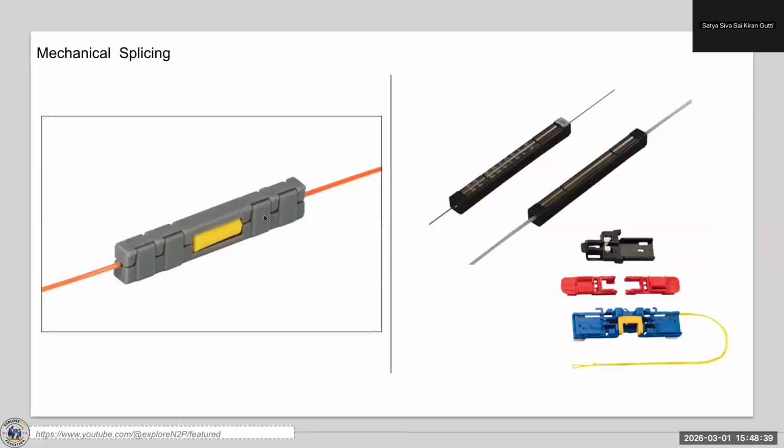This is mechanical splicing. We are not heating up or doing any of those things. It is a temporary arrangement. We just keep the fibers inside and lock it. This is for temporary cases. For example, in a data center, if you accidentally break one fiber, just connect it temporarily until you replace the cable. The splicing is to join two fibers, right? Yes, to join two fibers.